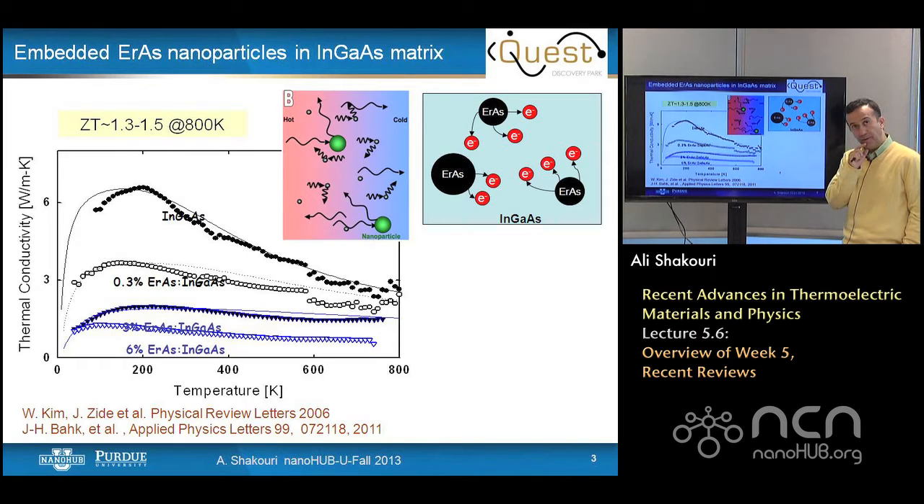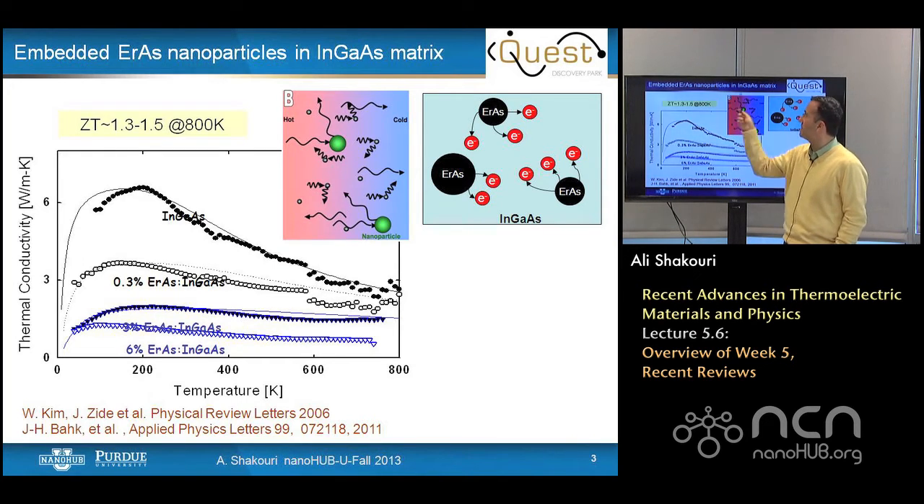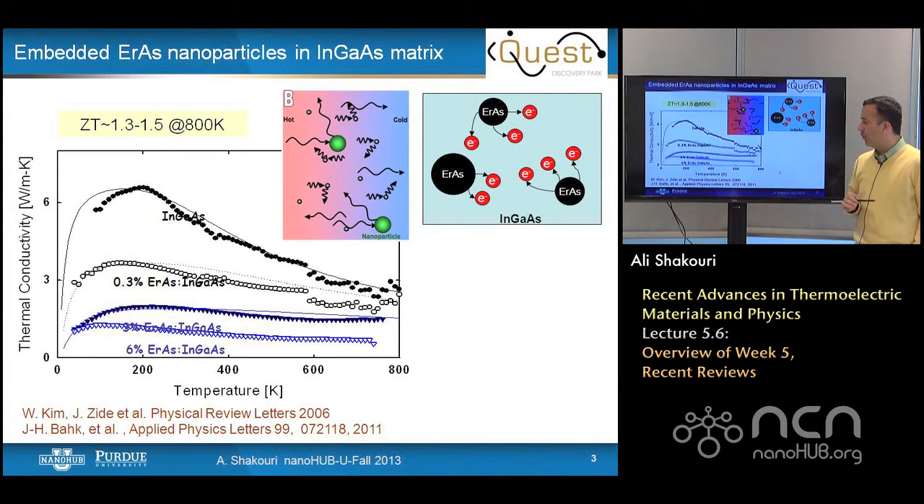Then in lecture 2 of this week, we looked at an example of an embedded nanoparticle system in a semiconductor. Erbium arsenide in InGaAs was a very beautiful example of how adding a certain percentage of nanoparticles affected the material. The first impact is that thermal conductivity could be reduced below the alloy limit because of the scattering of long wavelength phonons. The nanoparticles could also donate electrons, so an enhancement in electrical transport is possible.